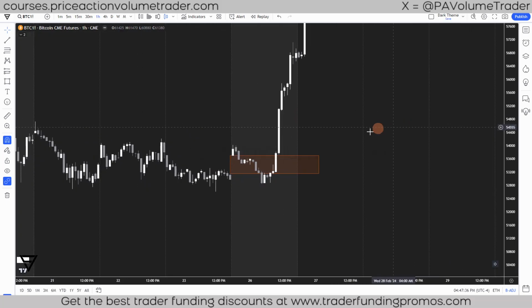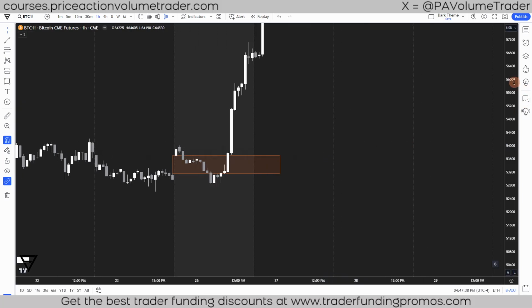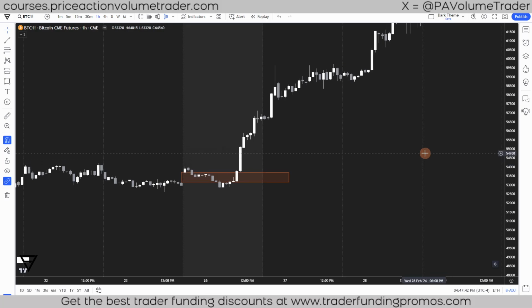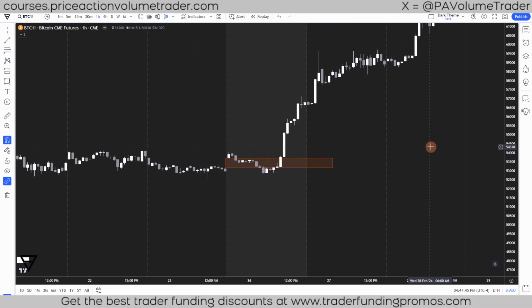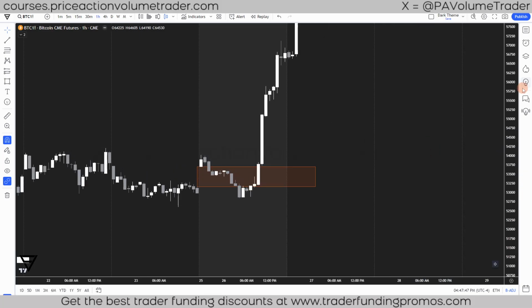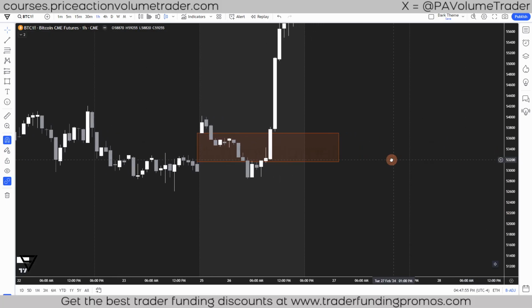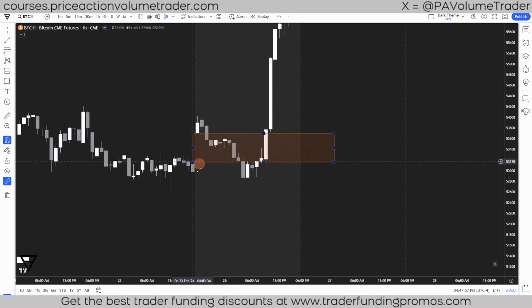Okay, so I marked off several weeks of gaps. Now, some weeks there's no gaps because maybe price just traded directly through where the market closed that Friday. But for example, here, if we go back here, this is on the open on February 25th. And you can see right here how we have this gap that's going from the top of this closing candle on Friday afternoon to the open on Sunday night.